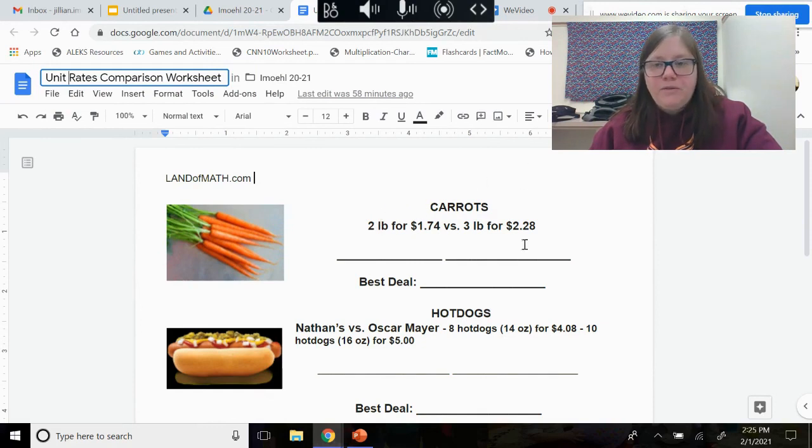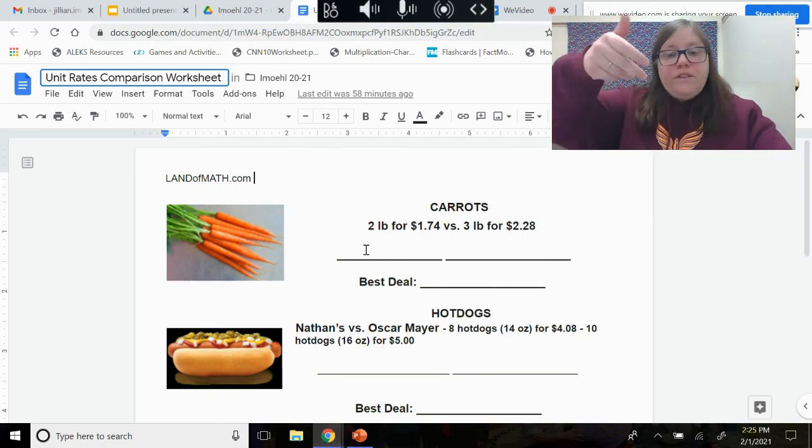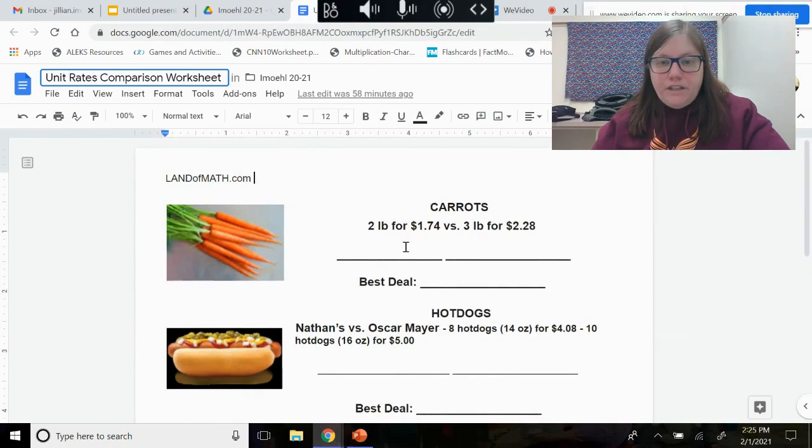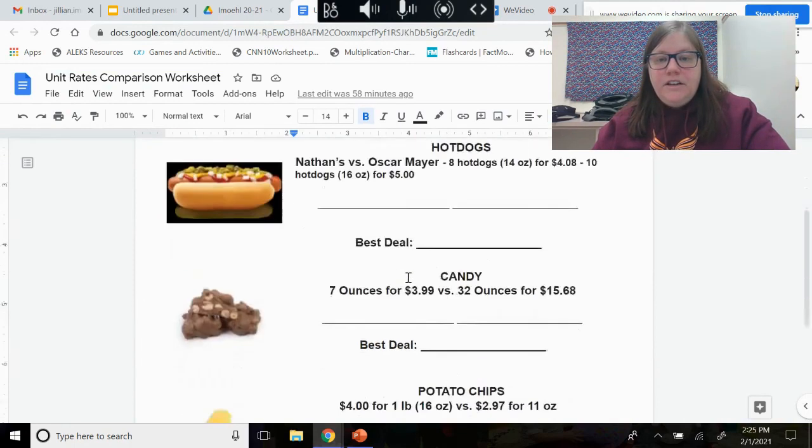pounds over cost. Make sure you have them the same. So 2 divided by $1.74 and 3 divided by 228. Figure out the cost that way. Or you can flip it if you want to do cost over pounds. It's up to you. But you can solve that. Put down the cost here. All you have to do is type. You all will have your own copy. And then put down the cost of the best deal.